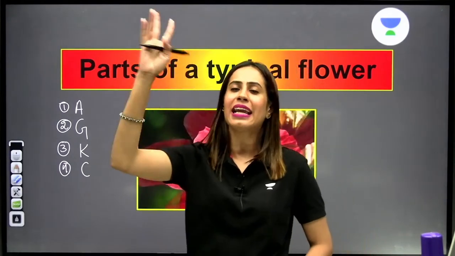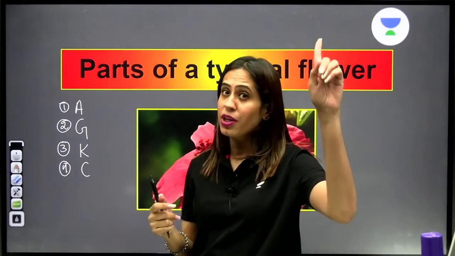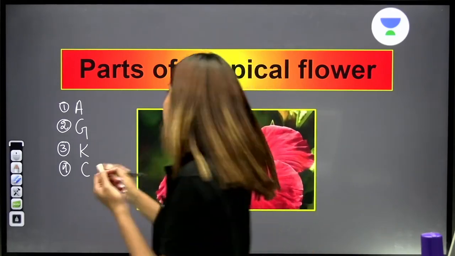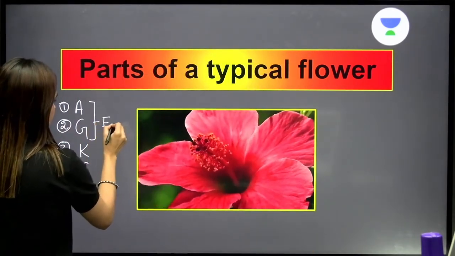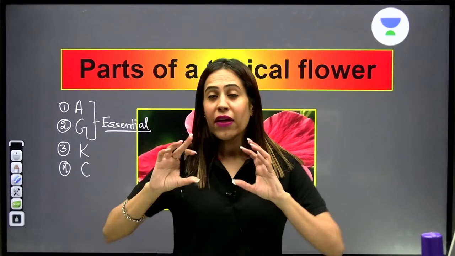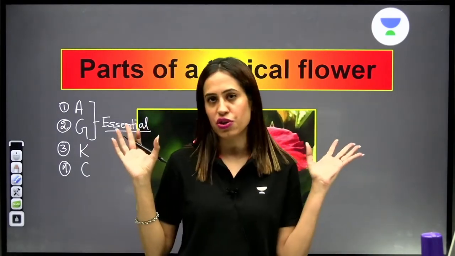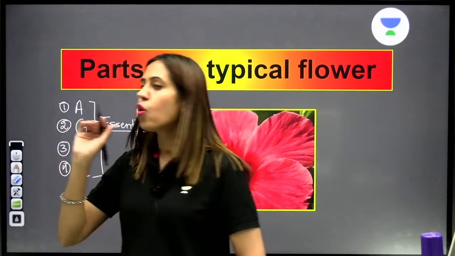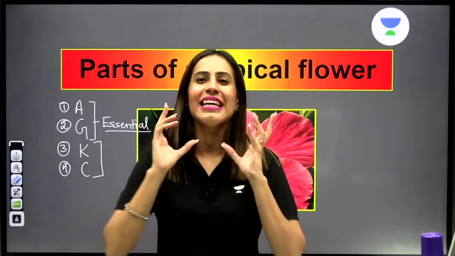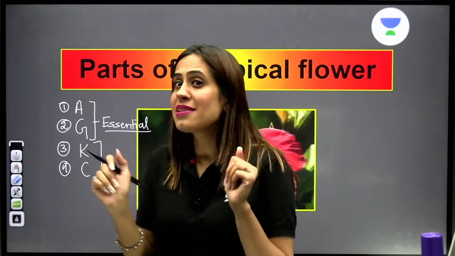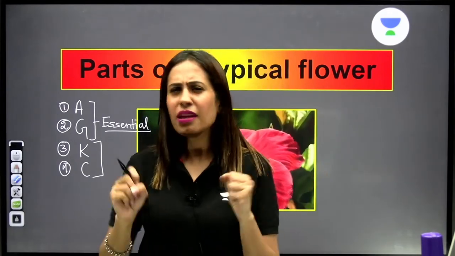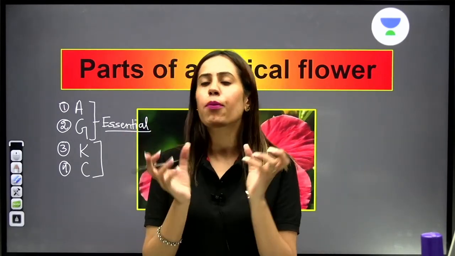Androecium, gynoecium, calyx, and corolla. So androecium and gynoecium, they are the essential whorls, the reproductive whorls. They are helping in reproduction. And calyx and corolla, they are the accessory or non-essential whorls. Non-essential means they are not helping in reproduction. Even if you take them out, they will not hamper the reproduction.